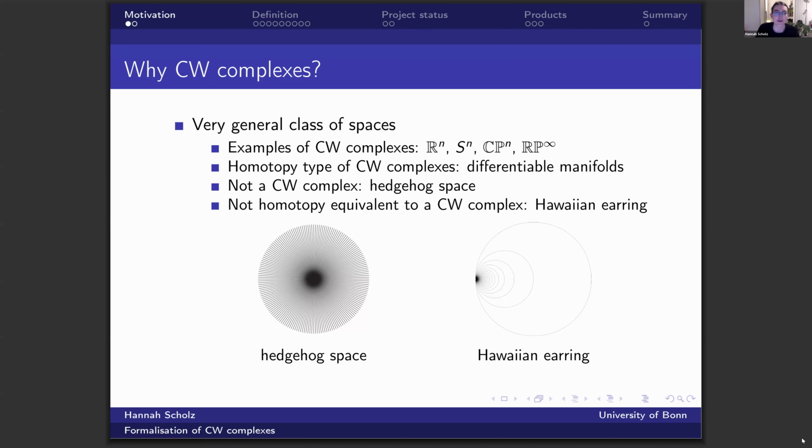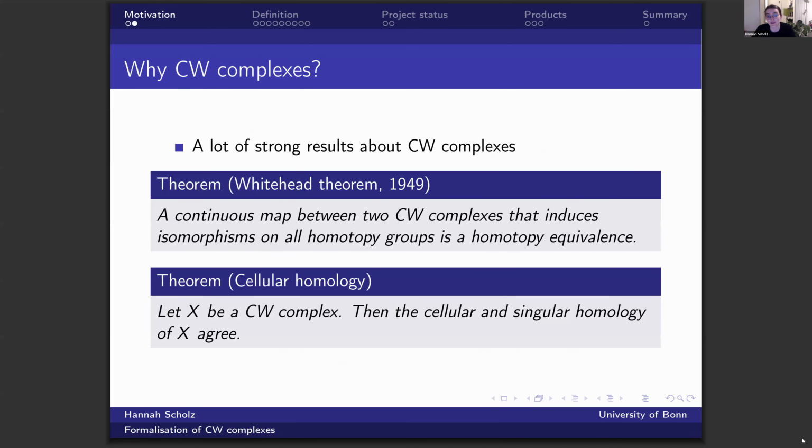The second part of why they're important is that there are a lot of strong results about CW complexes, even though they're so common. The first one I've picked out is Whitehead's theorem, which is what they actually were invented for by Whitehead. If you have a continuous map between two CW complexes that is a weak homotopy equivalence, that means that it induces isomorphisms on all homotopy groups, then you already know that it is a homotopy equivalence.